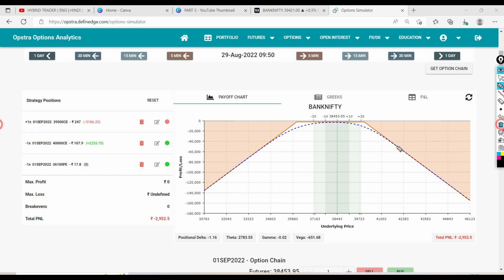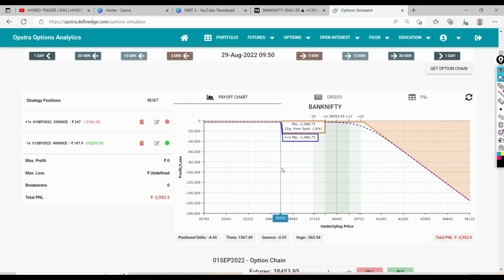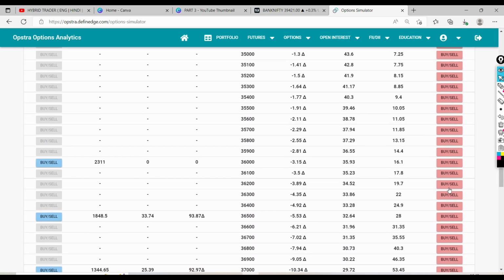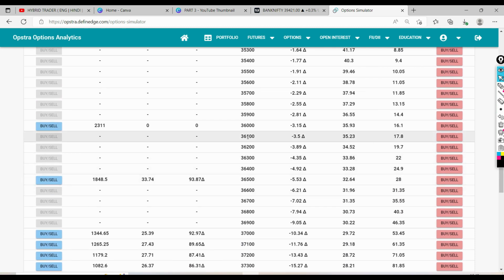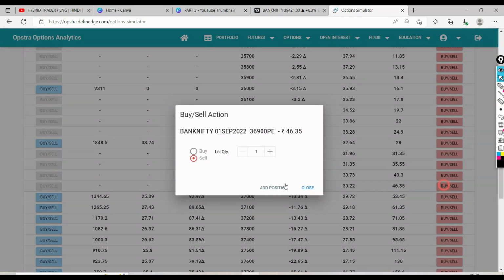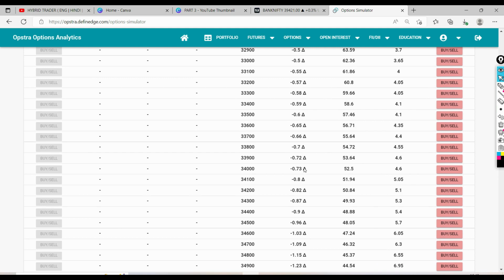Okay, got it? So now I'll delete this 36,100 and try to get 36,500, because the market is standing at 38,500. Rather than getting that 18 rupees premium, I'll make it more aggressive. This was the premium and strike we got, so I'll go deeper inside, like 1, 2, 3. Maybe I'll try to get this 36,900. Let's see what happens if I sell this 36,900.